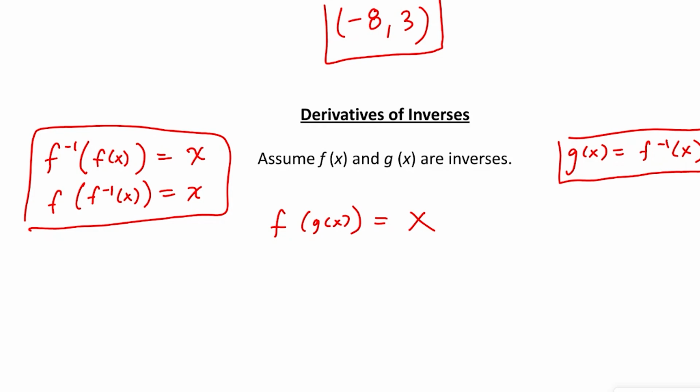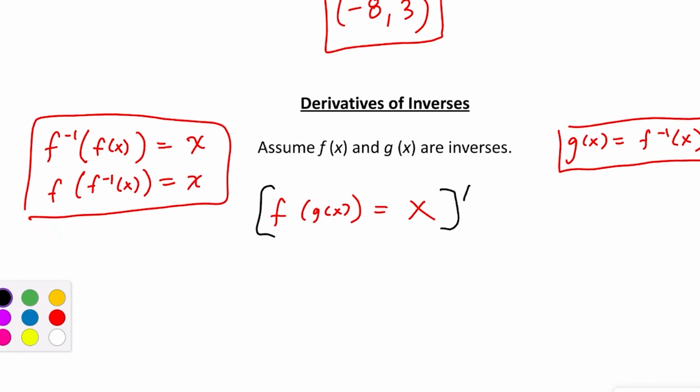Okay, so if this is true, what we can do is differentiate both of these, because we know how to use the chain rule. So let's differentiate both the left and the right-hand side here. And we know how to handle the chain rule on the left-hand side, right? This would be f prime of g times g prime.